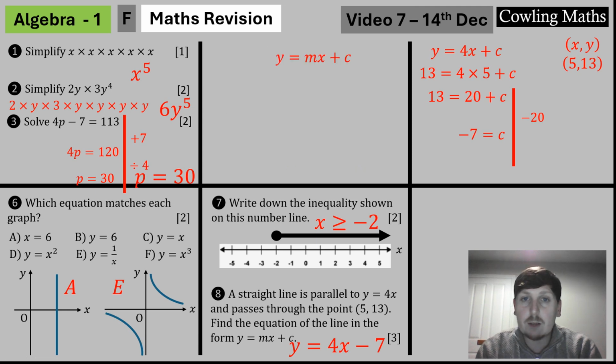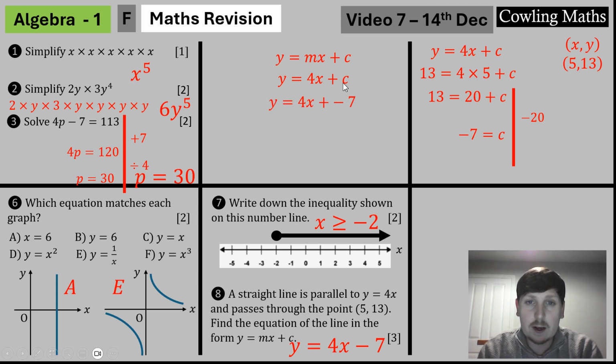So if we go back to writing y equals mx plus c, that's the general equation of a straight line. M is the gradient. We know from the question it has to be 4x to make it parallel. And we've just found that the y-intercept c is -7. So we're going to replace c with -7 there. We get y equals 4x plus -7. And whenever you're adding a negative, it is the same as just taking away. So the final answer, y equals 4x minus 7.